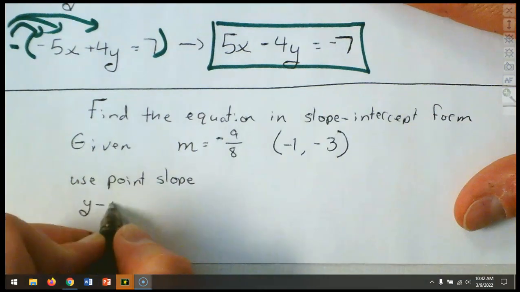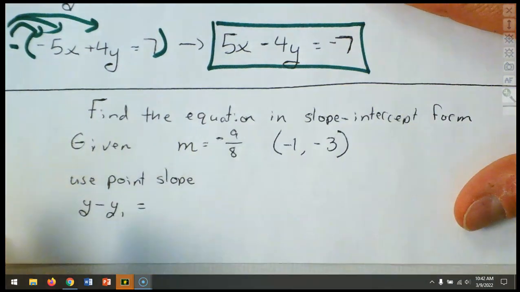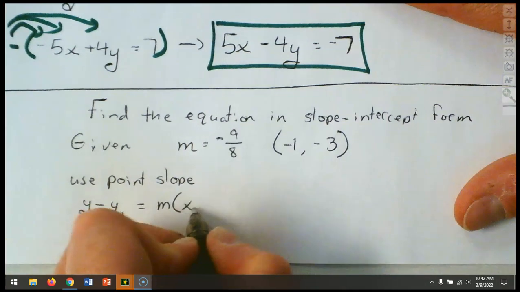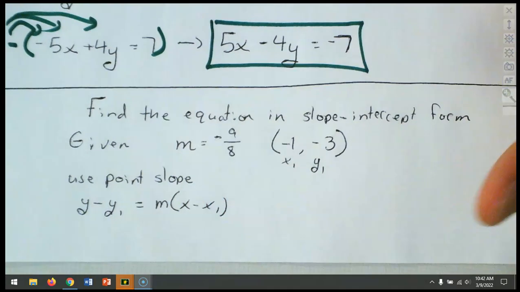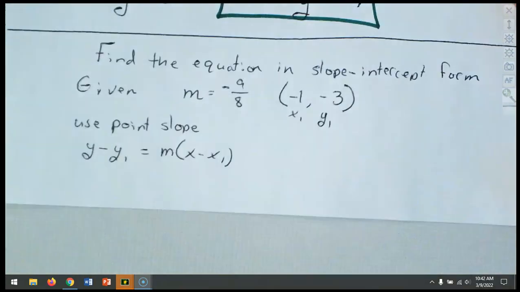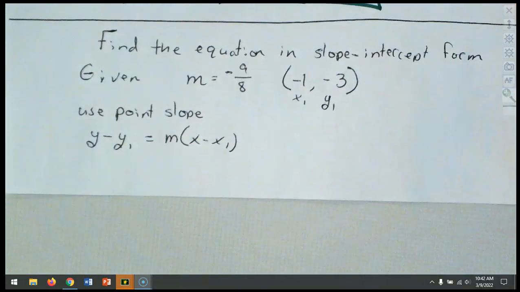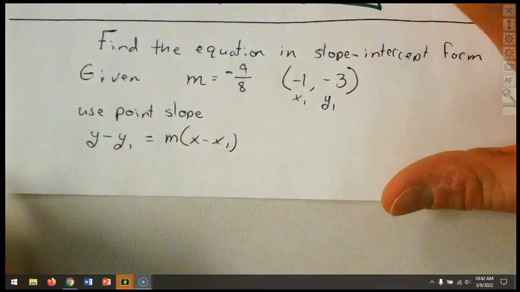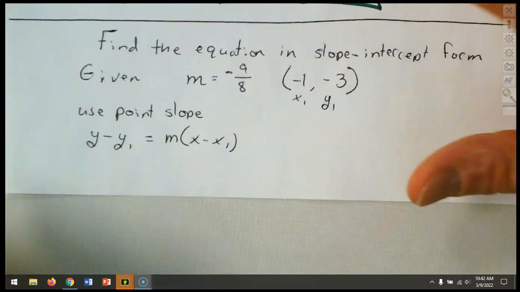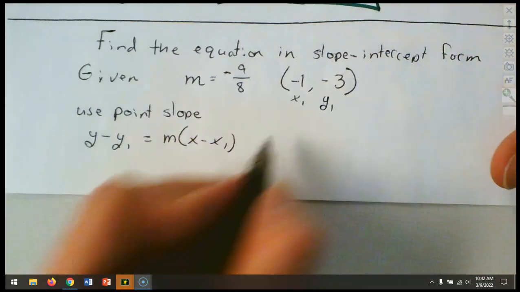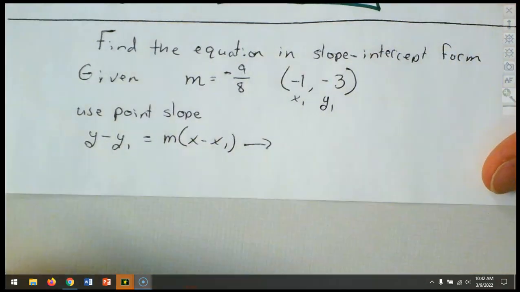So that's y minus y1 equals m times x minus x1. x1, y1. So this one's a little bit easier. Filling it in. Watch out for double negatives. I picked this one because of all the negatives. We made it on purpose with a lot of negatives, just so we'd be careful with those.